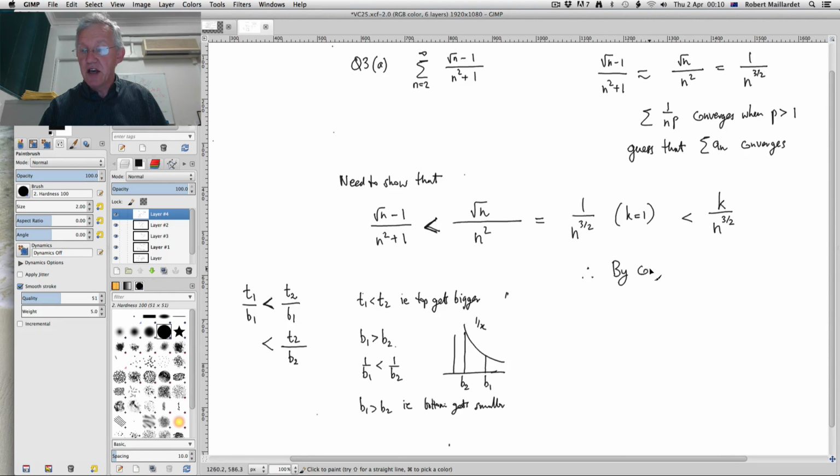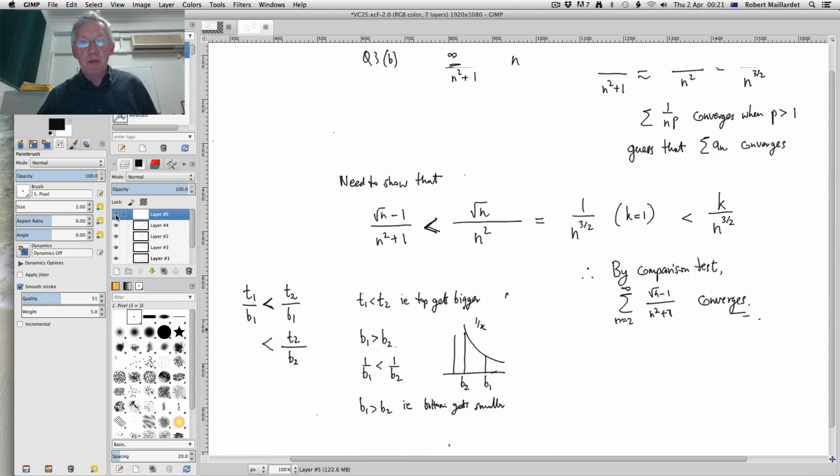So then I can say, by the comparison test, the sum from n equals 2 to infinity of (√n − 1) over (n squared + 1) converges.